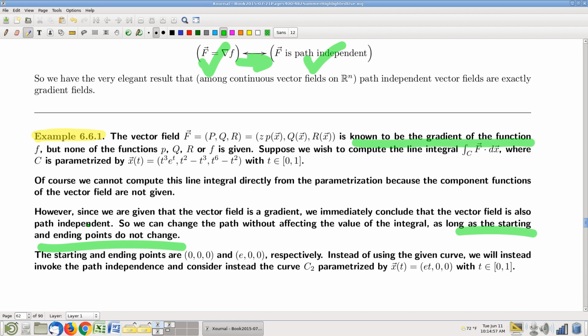So, I mean, that really would be asking too much if you can really pick any path, right? But keep the starting and ending points fixed. So let's look at what we've got here. Our curve, our path, is this, and I can plug in t equals 0 to see the starting point, and I get 0, 0, 0, and I can plug in t equals 1 into that parameterization, and I get my ending point e, z, 0, 0.